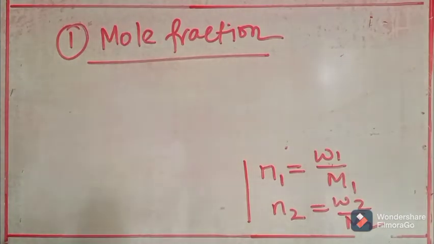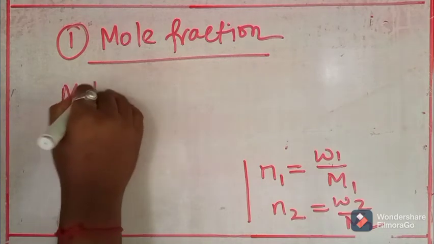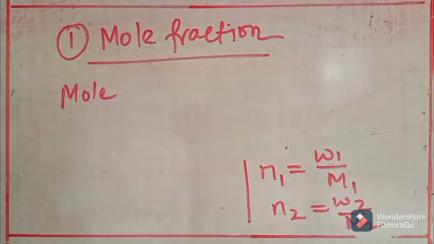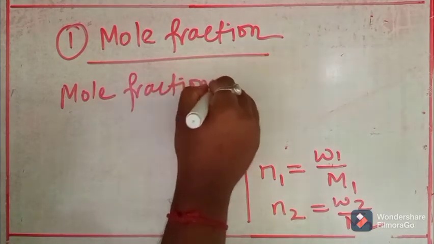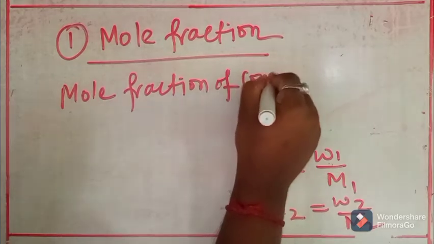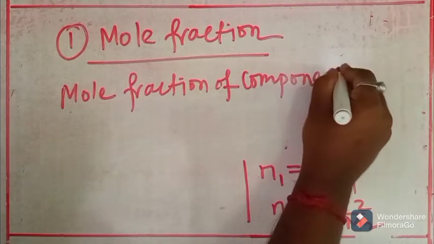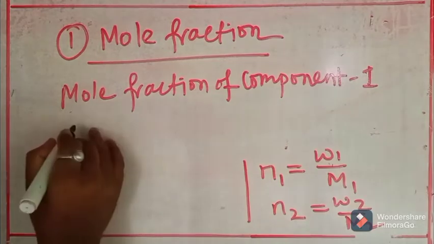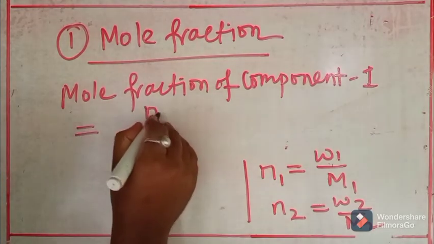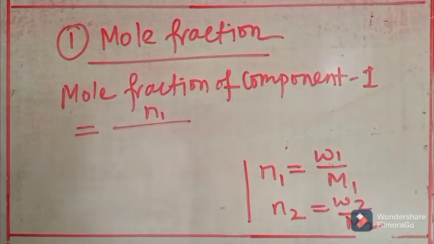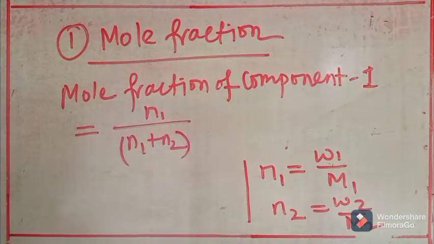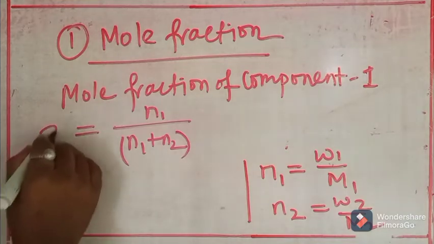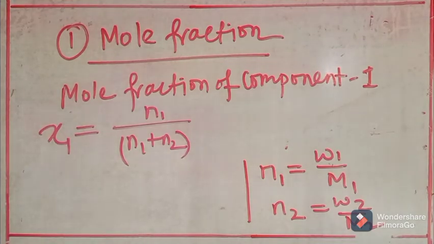Now we will define their mole fraction. We can express the mole fraction in terms of every component. So the mole fraction of component 1 will be equal to the mole of component 1, N1, by the total mole, that is N1 plus N2. It is generally expressed with the help of X1. So X1 is the mole fraction of component 1, right?